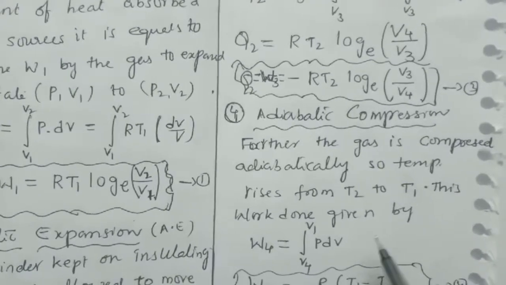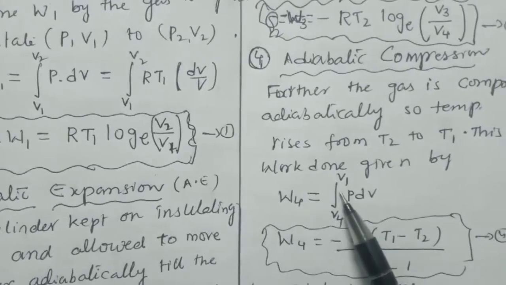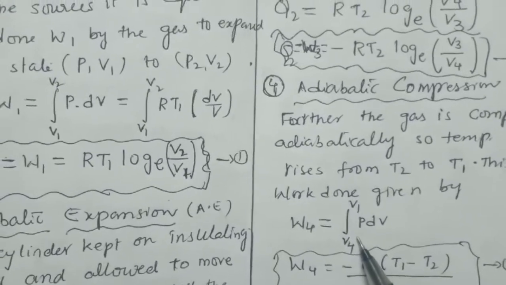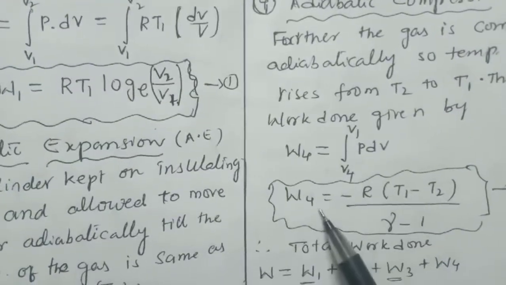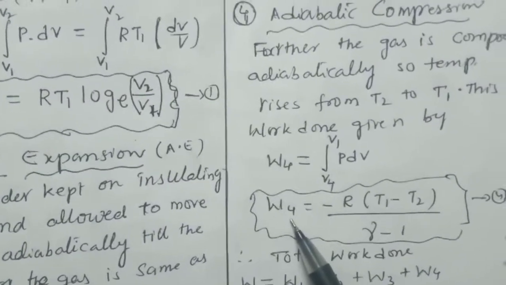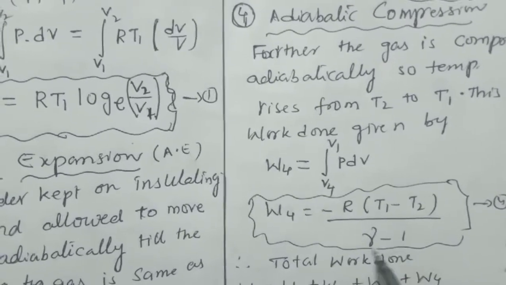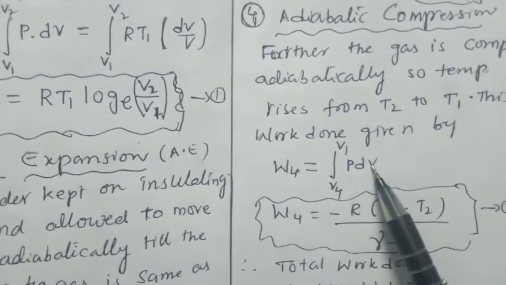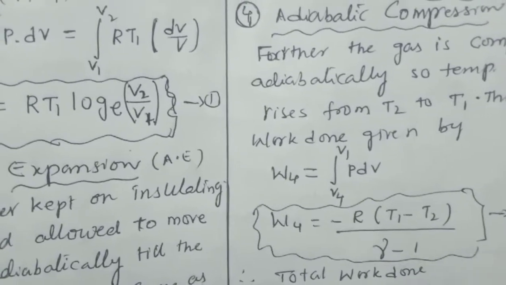In this adiabatic compression, we use this formula. W4 is equal to the integral from V4 to V1 of P dV, that is, the volume decreases from V4 to V1. Here, as we know that PV to the power gamma is equal to a constant, we substitute, and then we get the answer W4 is equal to minus R into T1 minus T2 divided by gamma minus 1. Just simply remember this equation. No need to remember all the equations. Just W4 is equal to minus R into T1 minus T2 by gamma minus 1.